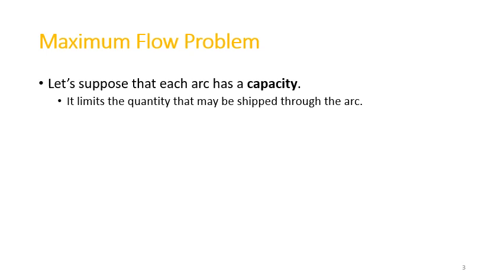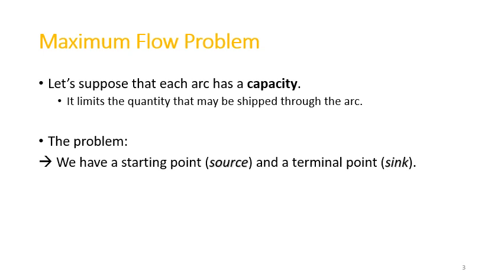Now, what's the difference? The difference is that in the shortest path problem, we have a distance value that corresponds to every single arc in the network. So from, let's say, node 1 to node 2, we have a distance of 3 kilometers or something. Here, the difference is that each arc has a capacity. So it's not about the distance, it's about the capacity: how much quantity you can ship through that arc. So each arc has a capacity.